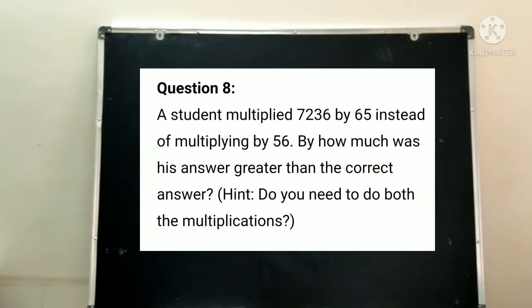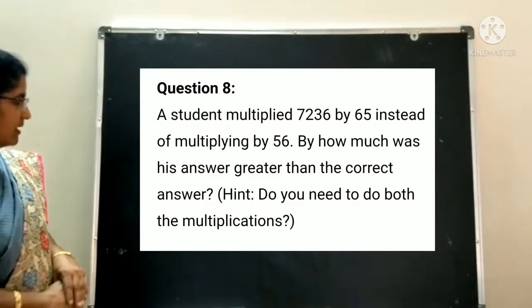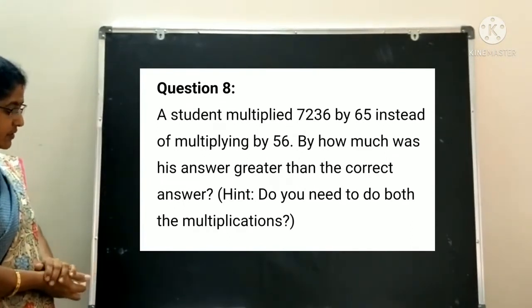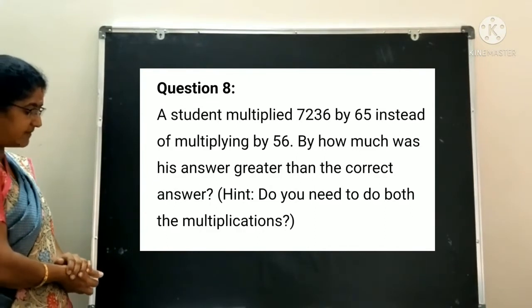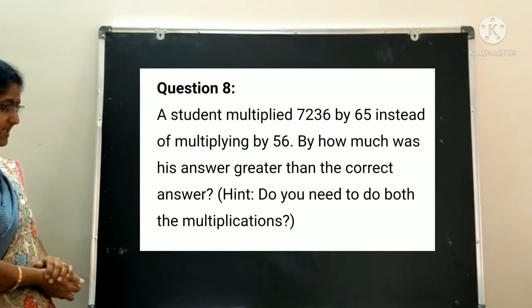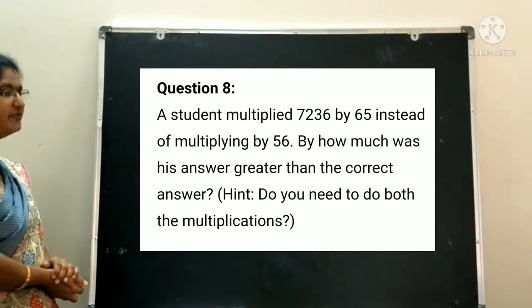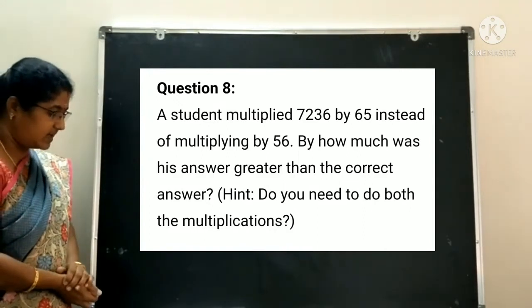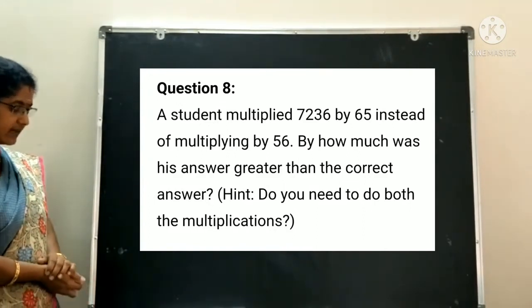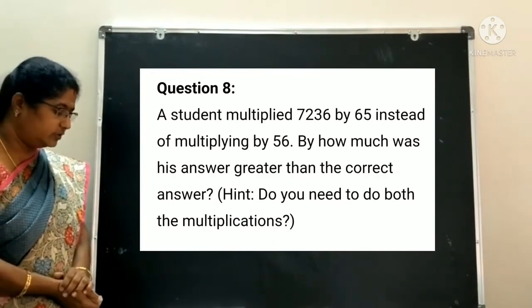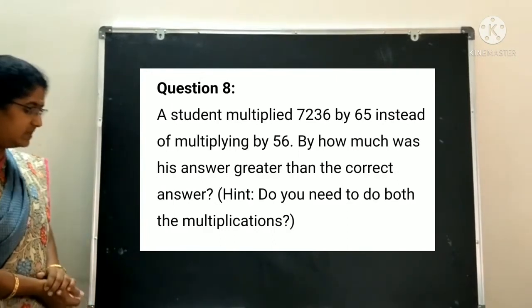Next question. Question number 8. Read the question. Say that. Listen. A student multiplied 7,236 by 65 instead of multiplying by 56. By how much was his answer greater than the correct answer? And also, a hint: do you need to do both the multiplications?